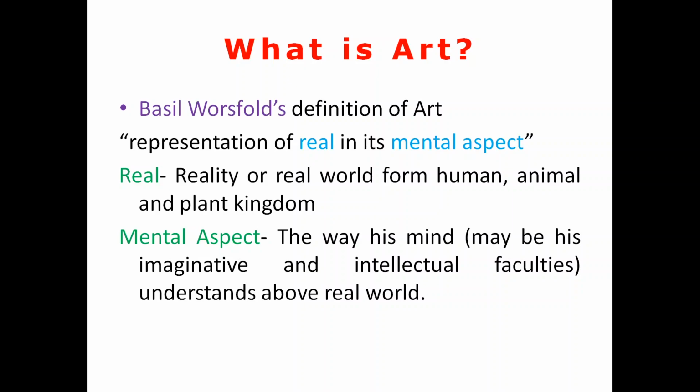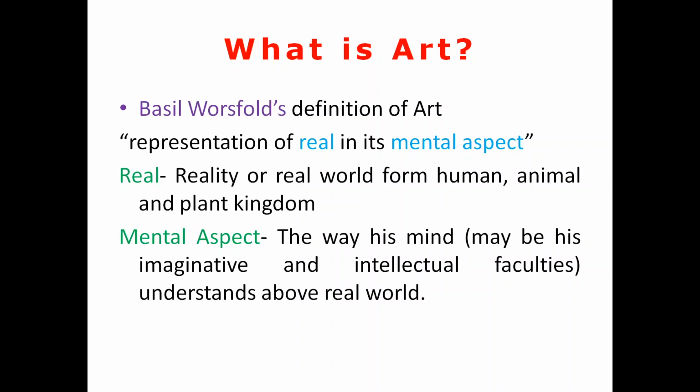In the first slide too, I told you that in art there is representation of reality, okay, or the real subjects from the human, animal or the plant kingdoms. But that representation of reality in its mental aspect, here mental aspect means what? Here mental aspect means the understanding of the reality from the mentality, from the point of view of the author, from the mental aspect of the author. It means that author or the artist understands the reality by using his mind.